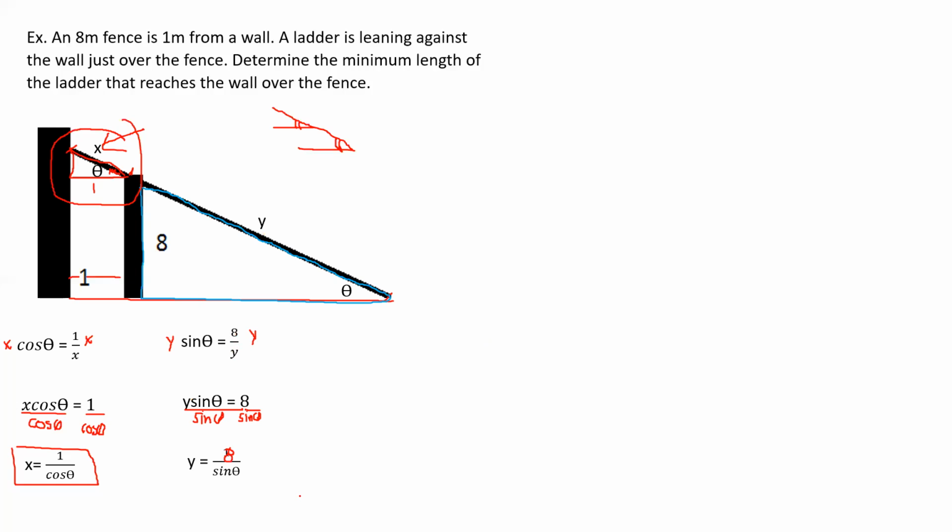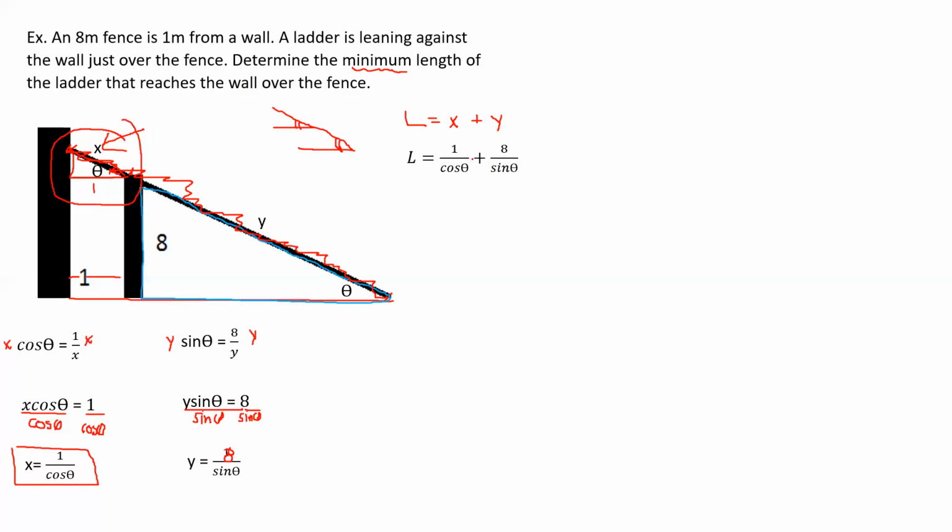Okay, what does that do for us? Why do we care? Determine the minimum length of the ladder. So again, this is the ladder. The length of the ladder is x plus y. And x was 1 over cos theta, and y was 8 over sine theta. So again, because the length of the ladder is x plus y, we can write it this way. And then minimum means derivative equals 0. Don't panic, it's nowhere near as bad as you think.